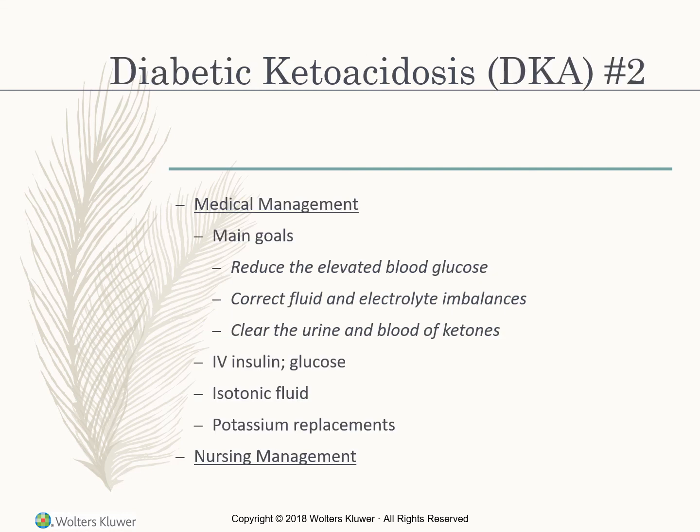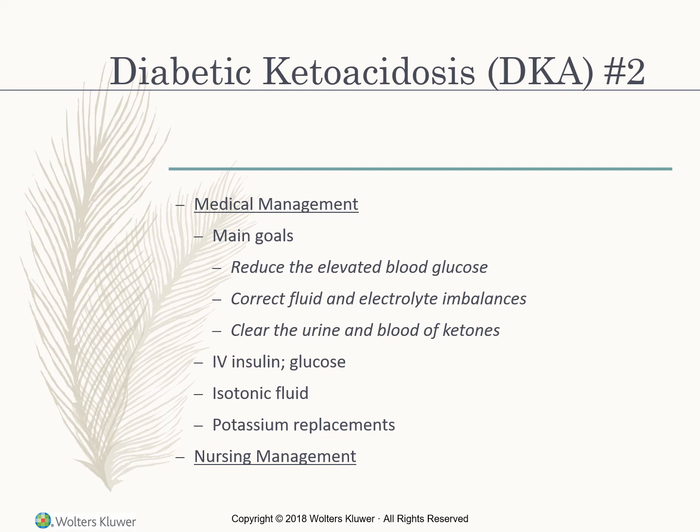So, treatment for DKA depends on the severity of DKA. The main goals of treatment are to reduce the elevated blood glucose, correct fluid and electrolyte imbalances, and clear the urine and blood of ketones. In order to accomplish these, insulin is given intravenously. Insulin reduces the production of ketones by making glucose available for oxidation by the tissues and by restoring the liver's supply of glycogen. Regular insulin is added to an IV solution and infused continuously. The amount of insulin and the rate of infusion depend on the blood glucose levels, but the rate may be in the range of 5 units an hour.